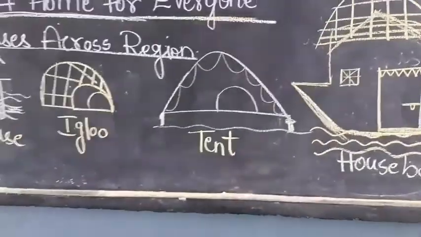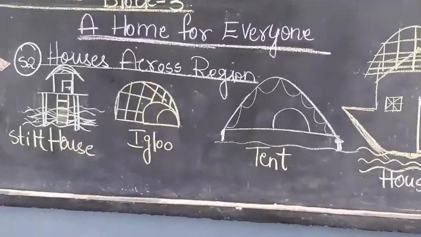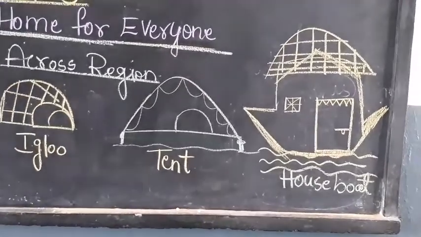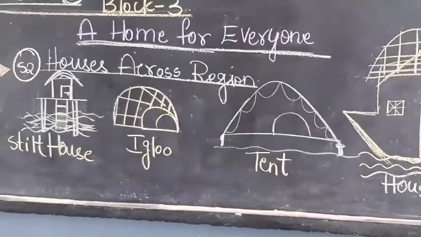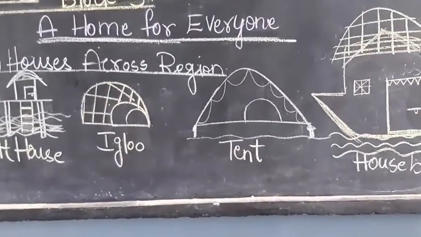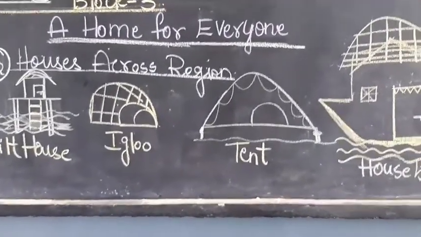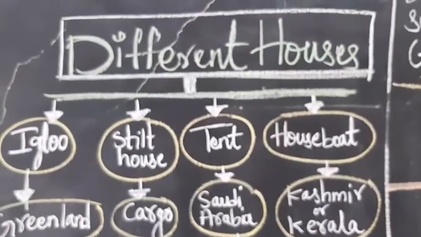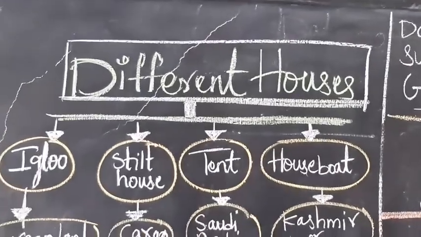So these are different types of houses. The first one is the stilt house, then igloo, tent and houseboat. Why will people use all these things? They depend on the weather and climate and the place where they live. They adjust according to their places. Okay, children, now you can see here a table of different houses.